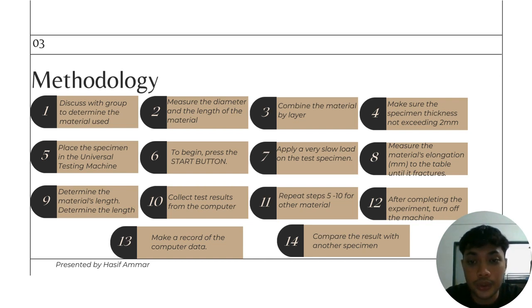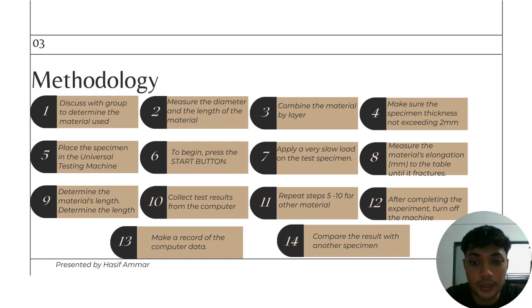And now I want to present about methodology. First, we discuss with the group to determine the material used. Second, measure the diameter and the length of the material. Third, combine the material by layer. Fourth, make sure the specimen thickness does not exceed 2 mm.